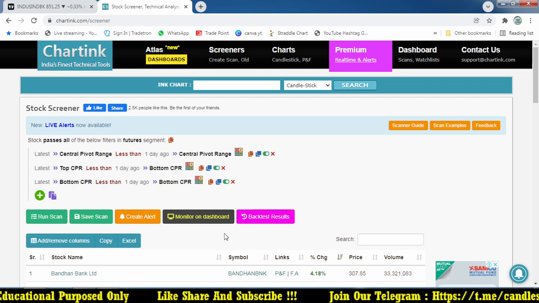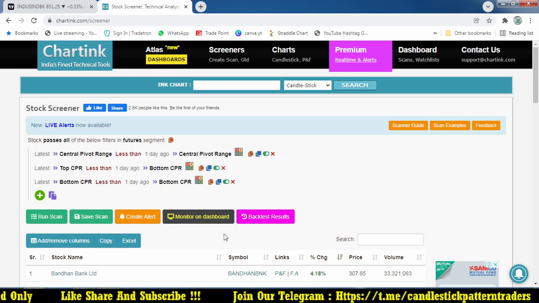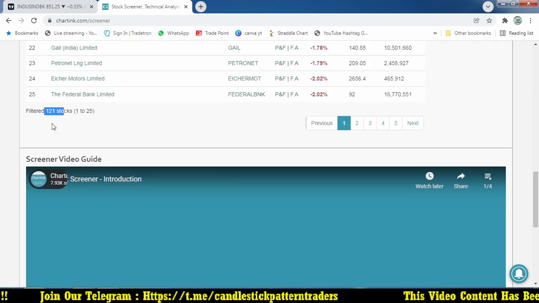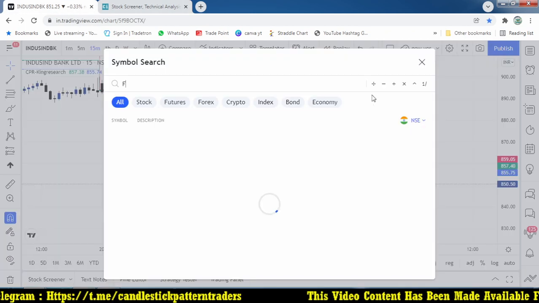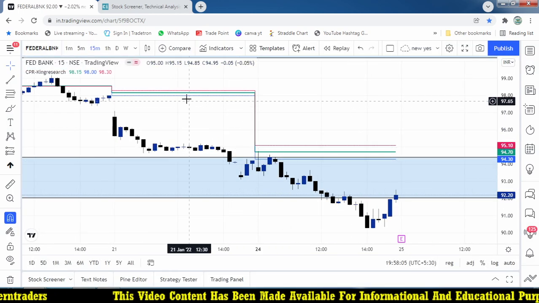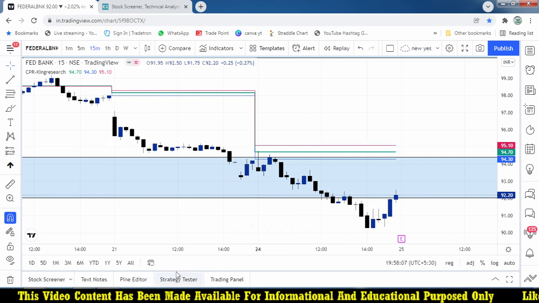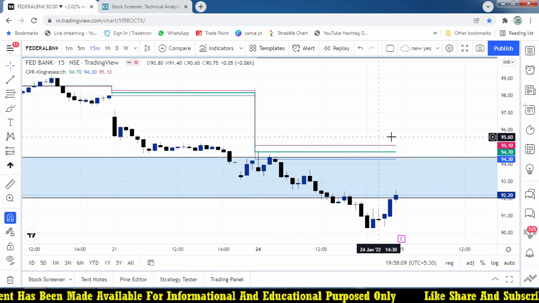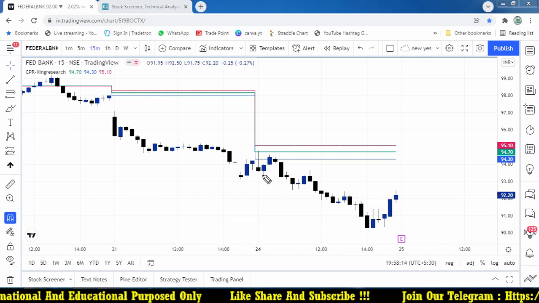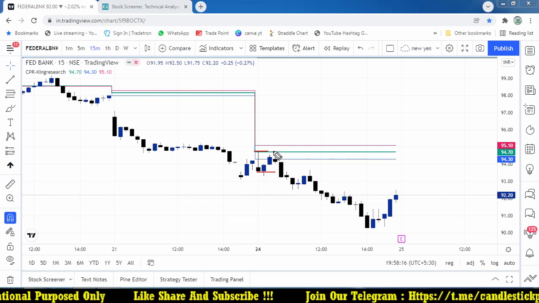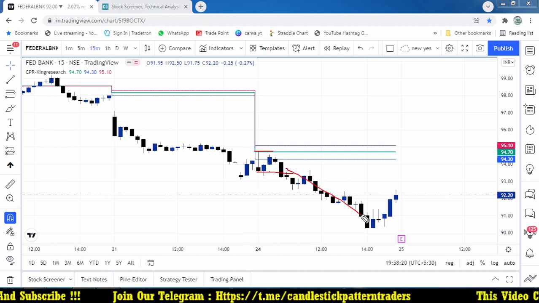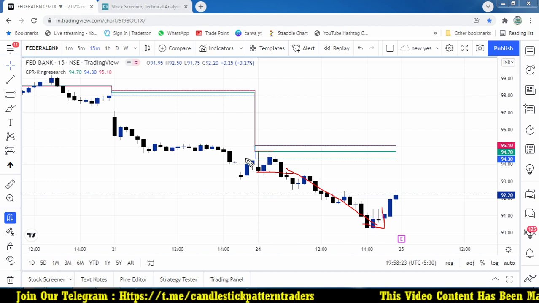So here this scanner will help you find such bearish stocks. How many stocks? Almost 121 stocks. Federal Bank, let's see Federal Bank. This is a bearish one. At any point of time, do you get a signal? If you are following my candlestick pattern, it's a 15-minute signal where there is a shooting star at the day high, which is the opening of the day. Once it is broken, it keeps on going down. I selected this for bearish.